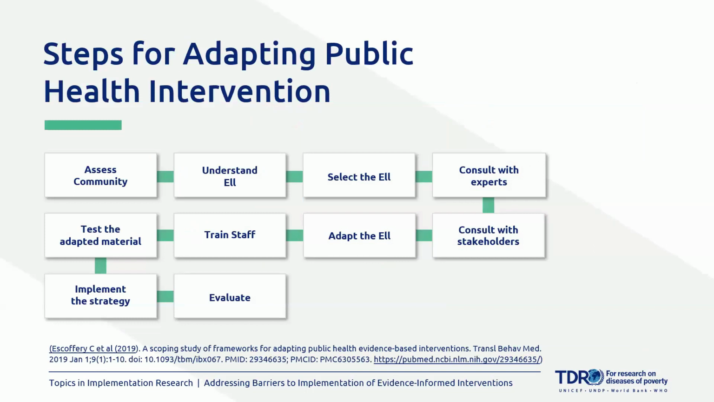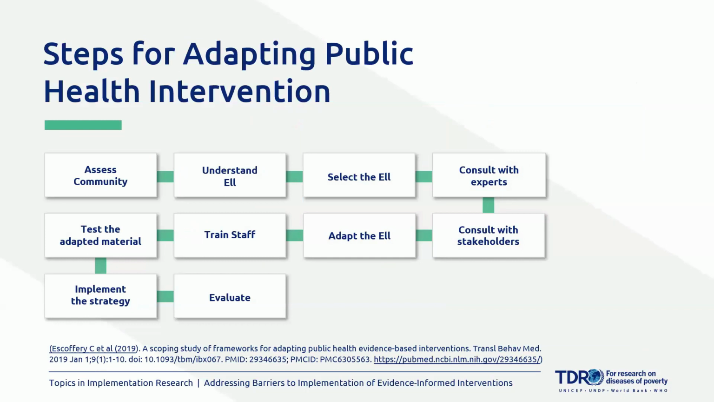So this figure just gives you an idea about the steps we can follow when we're talking about adapting a public health intervention. You start with assessing the community: where you are going to implement it, who the target population is, what the social and cultural factors are, what some of the possible barriers are, and what practices are already going on there. So you assess the community.